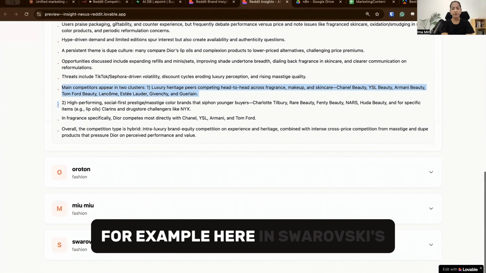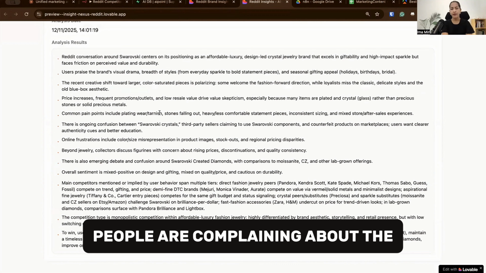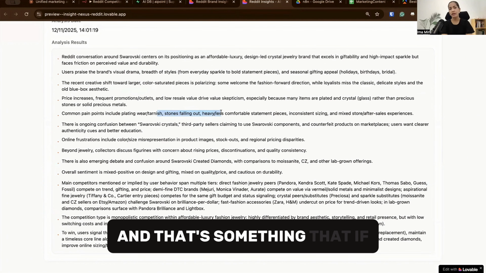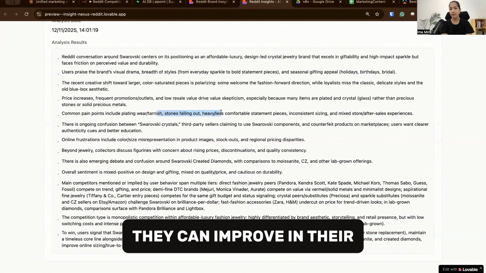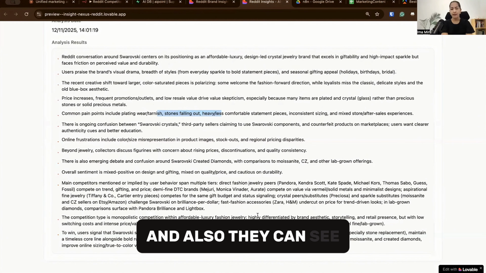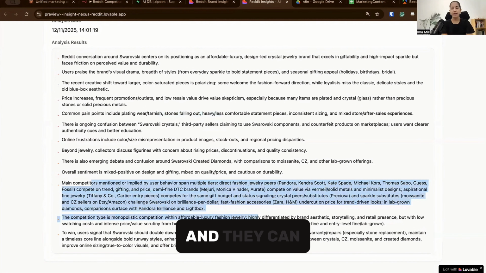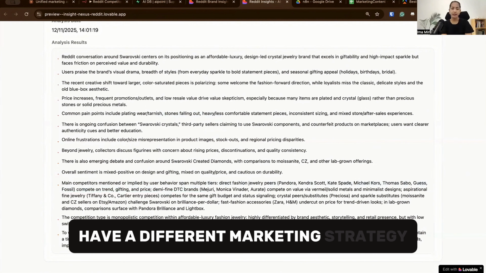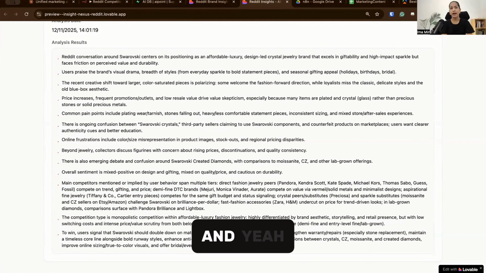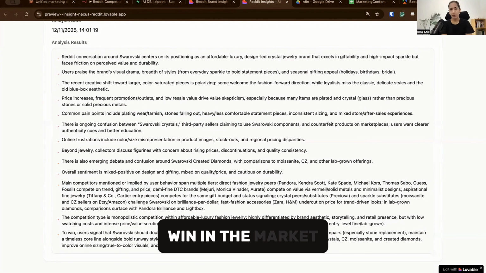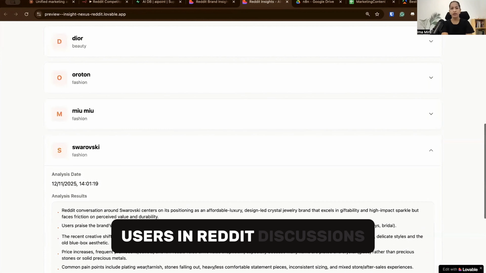For example, here in Swarovski's case, people are complaining about the stone falling out, and that's something that if Swarovski's team is aware of, they can improve in their product. And also they can see what people like or don't like about their competitors, and they can have a different marketing strategy on what to promote and win in the market based on the feedback that they're getting from the users in Reddit discussions.